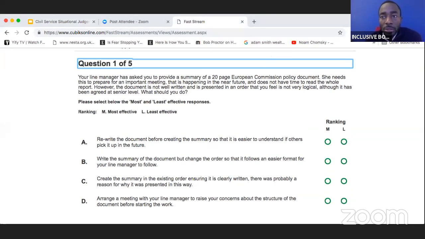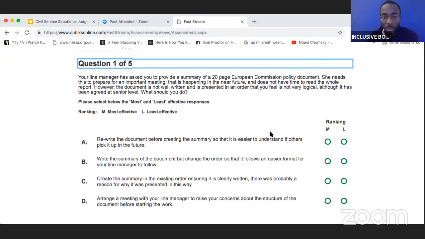So the question reads, bear with me, I'm just having a technical difficulty today. The question is, your line manager has asked you to provide a summary of a 20-page European Commission policy document. She needs this to prepare for an important meeting that is happening in the near future and does not have time to read the whole report. However, the document is not well written and is presented in an order that you feel is not very logical, although it has been agreed at senior level.